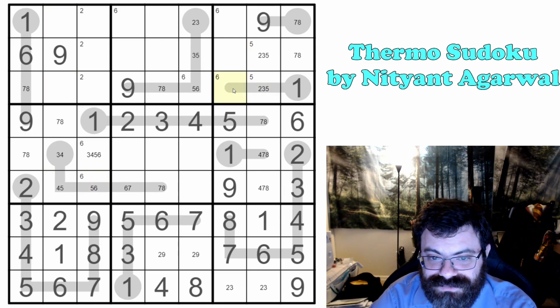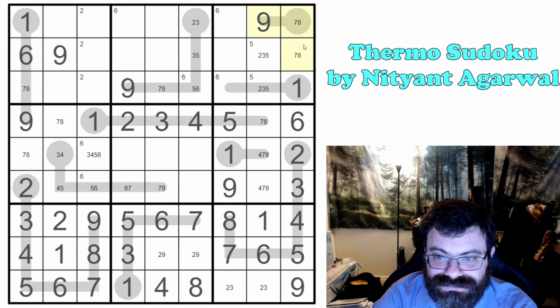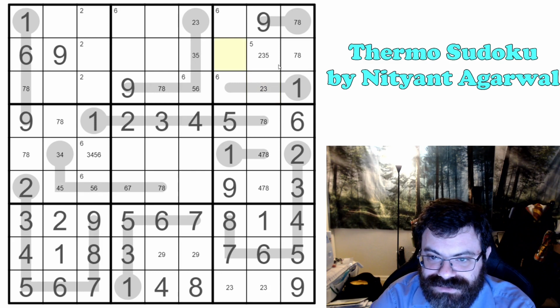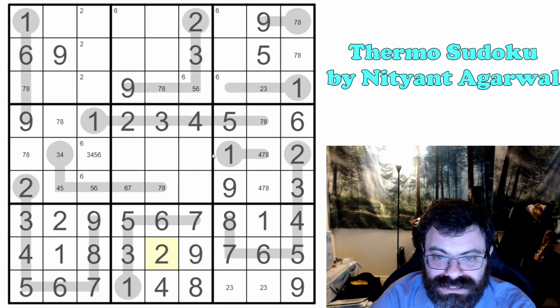If this were a 5, this would have to be the 6, and that's not going to work. This can't be 7, 8, or 9. So the highest it can be is 6. If this is a 5, this is forced to be 6, and then there's nothing to put here. So this is not 5, which means this is the 5. That means this is 3, 2. So this is 9, 2. We have a lot of 2s now.